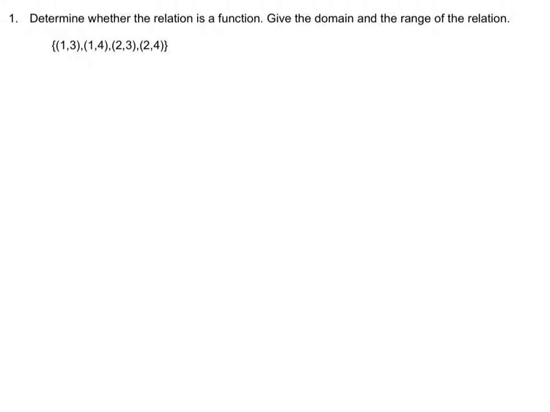First, we're going to identify the domain of the relation. The domain is the set of all the x values, or the first components, and we don't need to list duplicate numbers more than once. So, to list the domain, we'll just write the set of all unique x values. And we have a 1 and a 2. So our domain is 1 and 2.